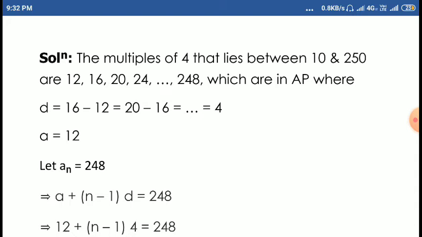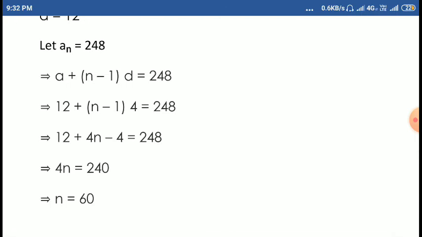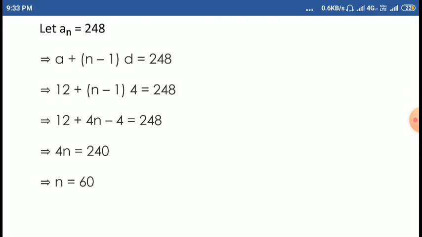And the first term is 12. So let the nth term an of this AP be 248. Let an equal 248. Just put the value of an from the nth term formula: a plus (n minus 1) into d equals 248.